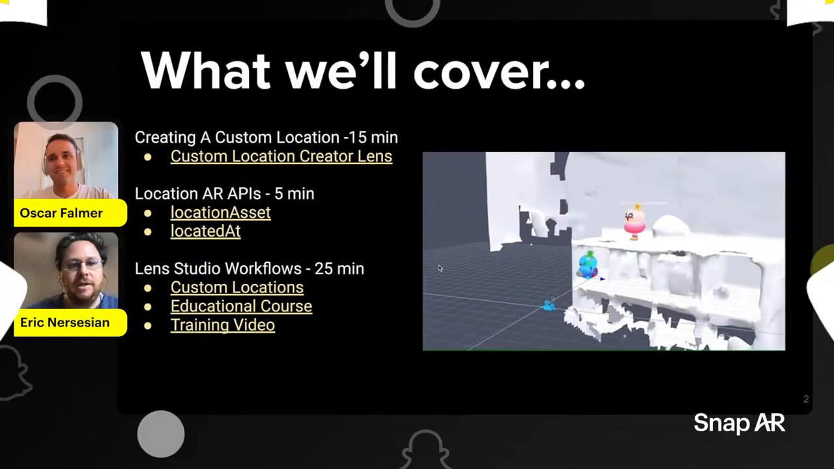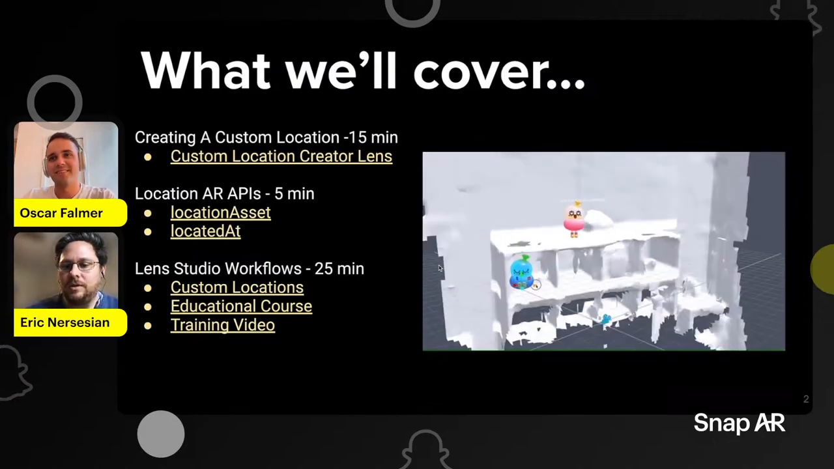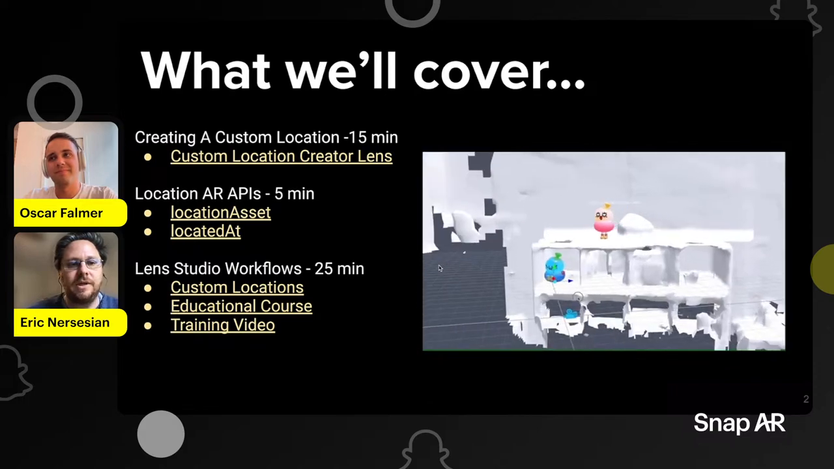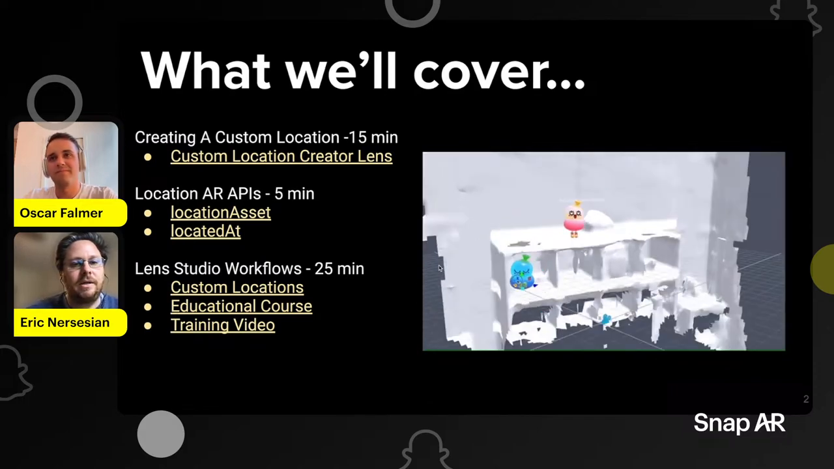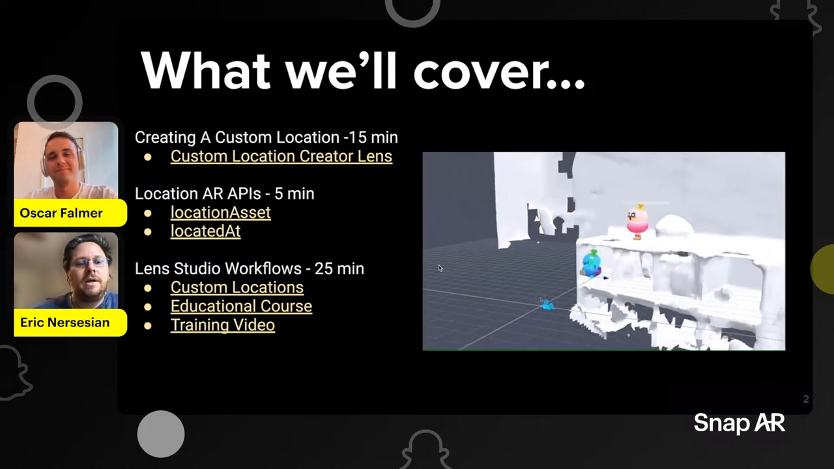Over the course of the next maybe 45 minutes to an hour, I'm going to be covering in depth what the creator lens is like, how to be on location creating a custom location, and then I'm going to cover some of the components and assets that you should be aware of when you're working in Lens Studio, in particular the location asset and the located at component.